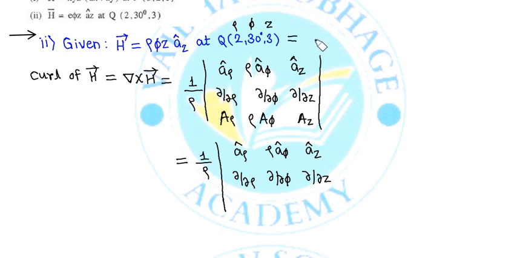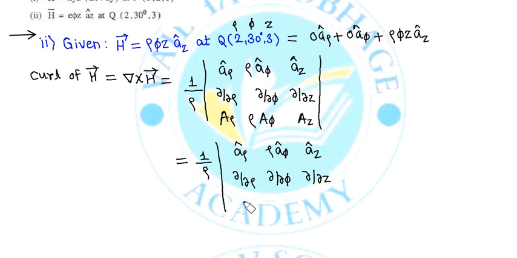If it is expressed in terms of a rho, a phi and a z, you will find that there is zero component along the a rho direction, zero component along the a phi direction, and a component only along the az direction. And what is that component? That is rho phi z along the az direction. So we are going to put that one.